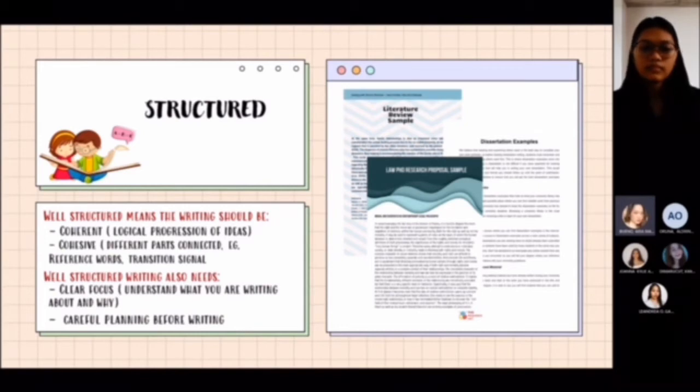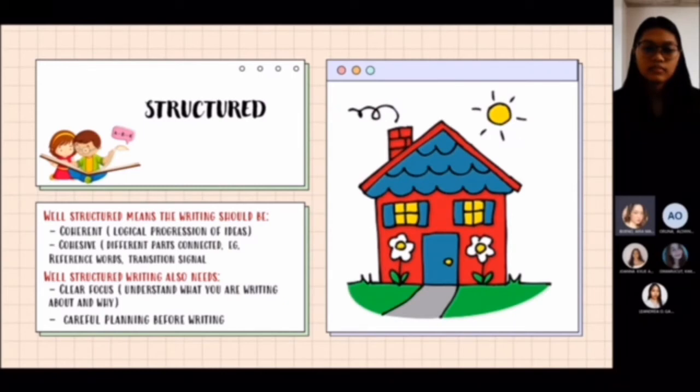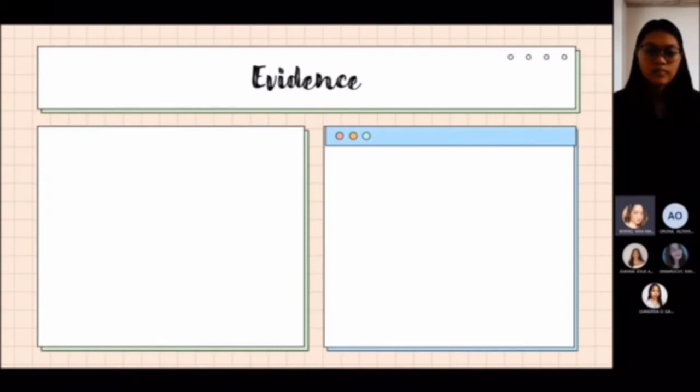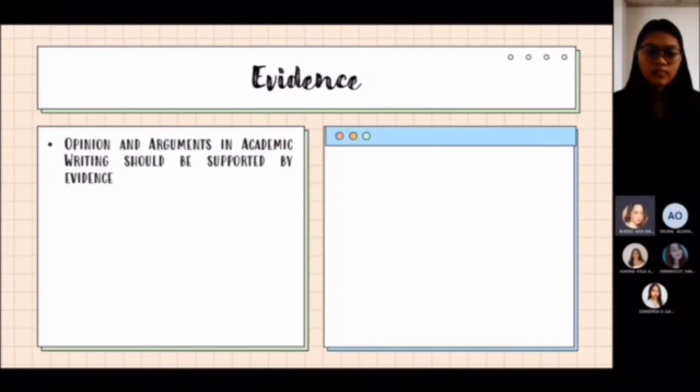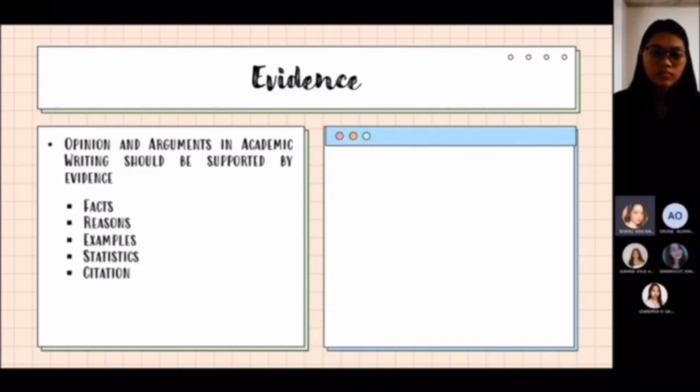In some ways, you can think of academic writing as being like a house. The door is the introduction that leads in, and each room is like a different section or paragraph which serves another purpose. Now, if you were building a house, you would not just start building. You will plan it very carefully first, and the same is true for academic writing. Without careful planning, it won't have a clear structure, and it will be complicated for the reader to follow the ideas. So the second feature of academic writing is evidence. This means opinions and arguments in academic writing should be supported by evidence. In other words, facts, reasons, examples, statistics, and citations.